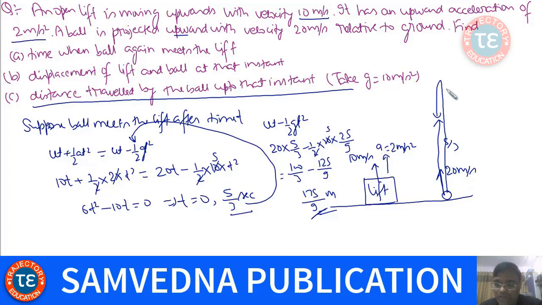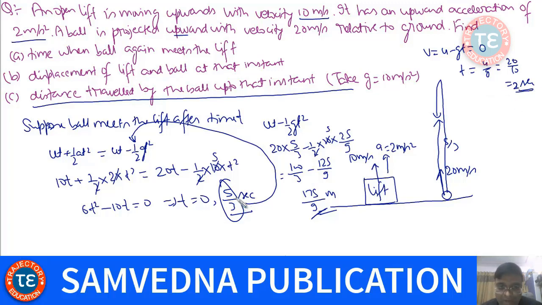So to check this, we must find out what will be the time taken by ball to reach the maximum height. See, the ball will reach a maximum height when the velocity of the ball will become 0. v is u minus gt. Let's find when it becomes 0. That will be u by g, that is 20 by 10, 2 seconds. But ball meets the lift in 5 by 3 seconds only. That means it meets the lift in upward journey before reaching the highest point.